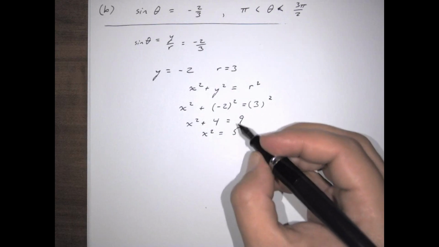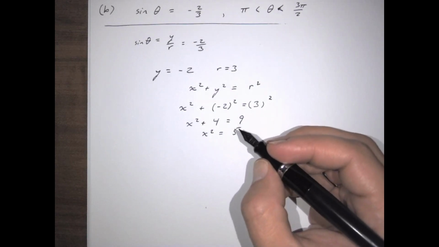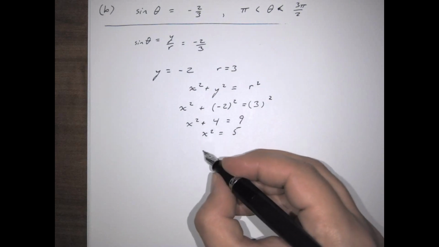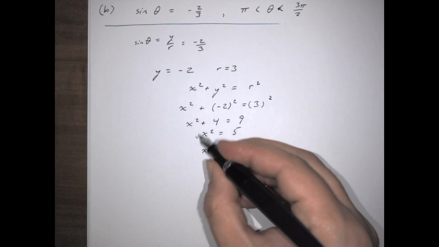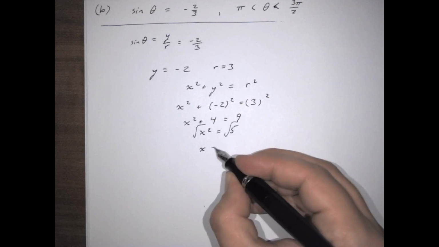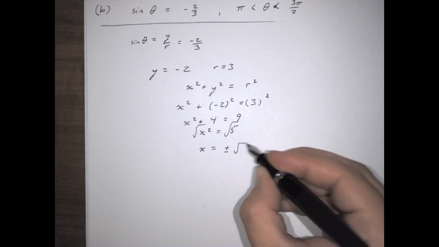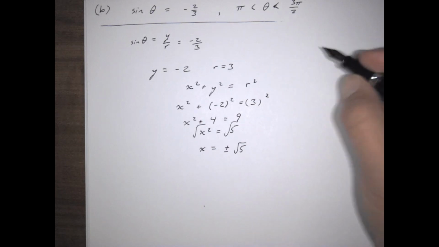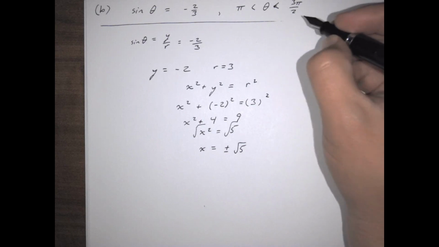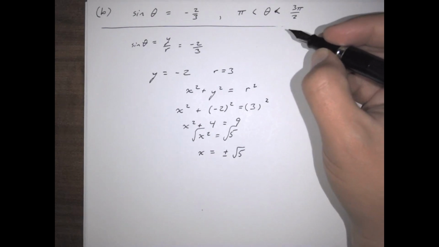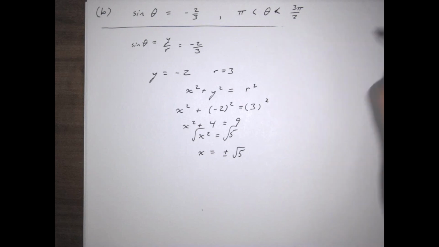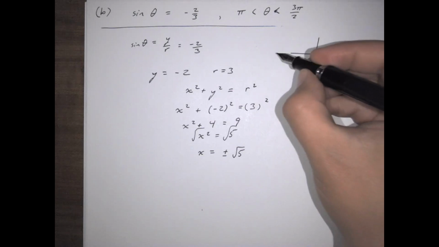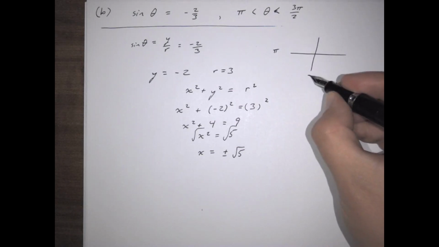Now that is not a perfect square. That's what's different here from the problem that came before, is that when I subtracted, I did not get a perfect square, which means that if I take the square root of both sides, I'm going to get x is equal to positive or negative square root of 5. Now, is it the positive one? Is it the negative one? That's information that, as yet, I can't answer until I take into account the other piece of information that has been given to me. So the other piece of information is that theta is between pi and 3 pi over 2.